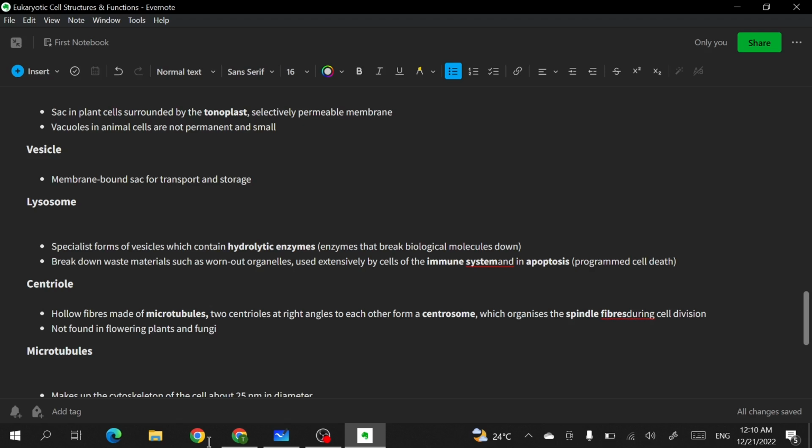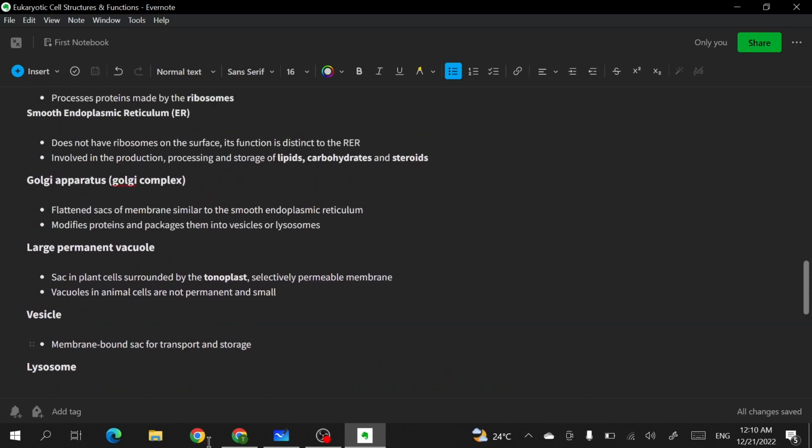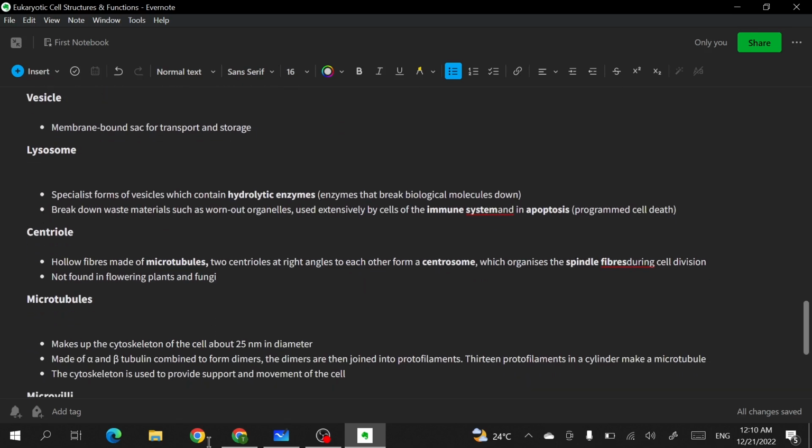Vesicles are membrane-bound sacs for transport and storage, as I said. They bud off from the Golgi apparatus. They can even fuse with the cell surface membrane for exocytosis, endocytosis, etc.